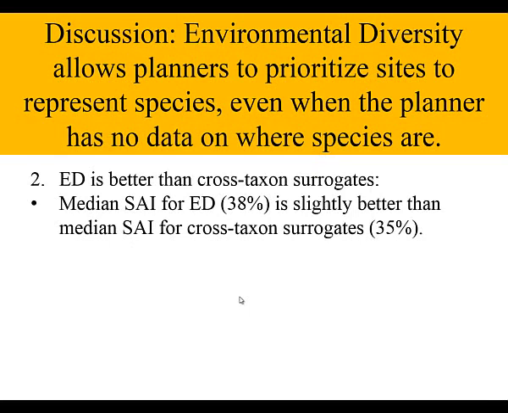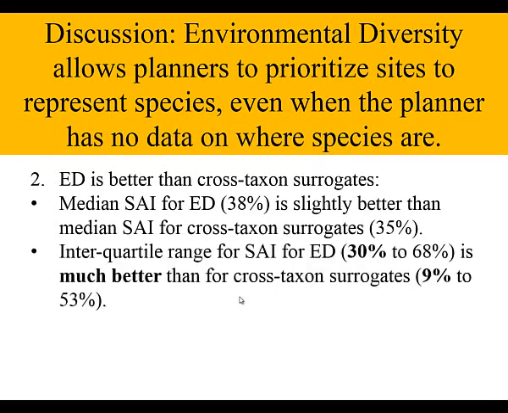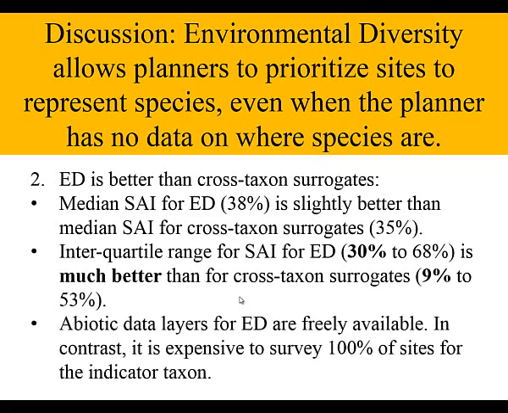I think it's better than at least existing cross-taxon surrogates. The median efficiency for environmental diversity, 38%, is really only slightly better than the median for cross-taxon surrogates. But the interquartile range is much better. So we have much less risk of a result that's random or worse than random. That interquartile range, the lower bound is 30% versus 9% for cross-taxon surrogates. And other big advantages, it's free. It really costs nothing but a little bit of computing time.